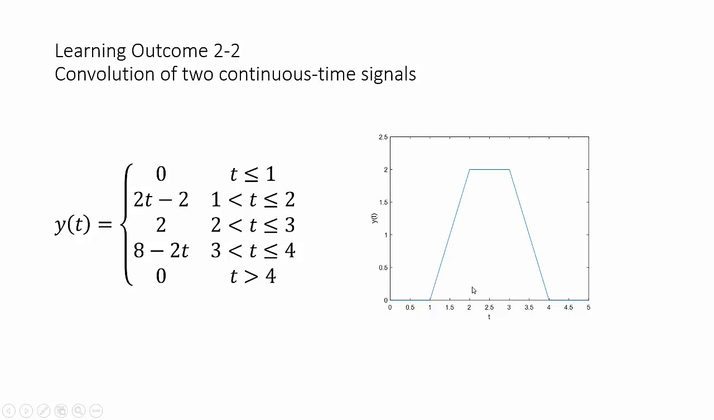Sometimes a picture is required. Here's what it looks like for this particular one. 0, linearly increasing, constant, linearly decreasing, 0. Also note that we have continuity of amplitude at each of these boundaries. That's another good check to see if you did it right. It doesn't guarantee that you did, but if you do not have continuity, you know you did it wrong.